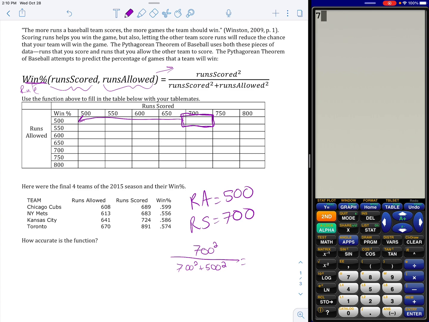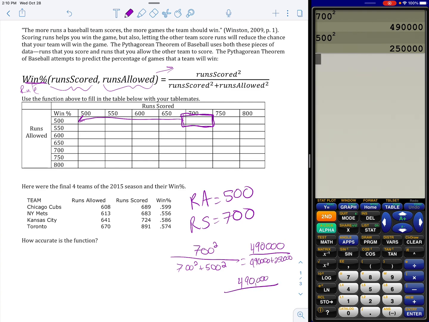So I know 700 squared is 490,000, divided by 490,000 plus 250,000. So I'm going to do the denominator first. So I do 490,000 plus 250,000, and I get 740,000.